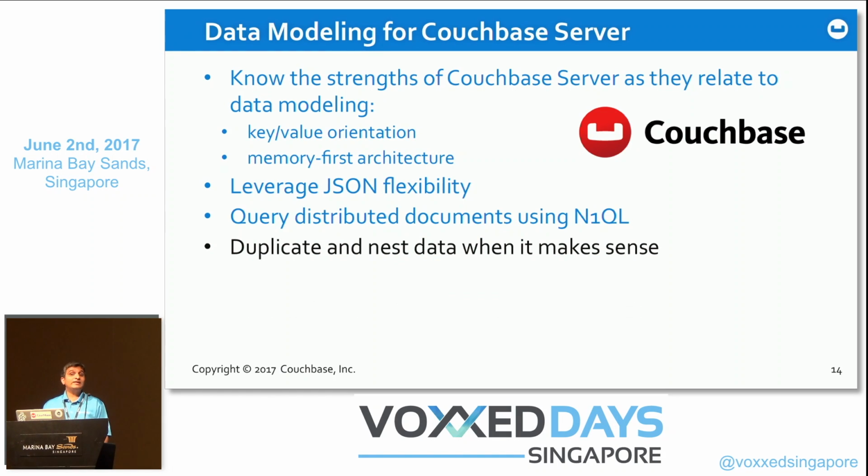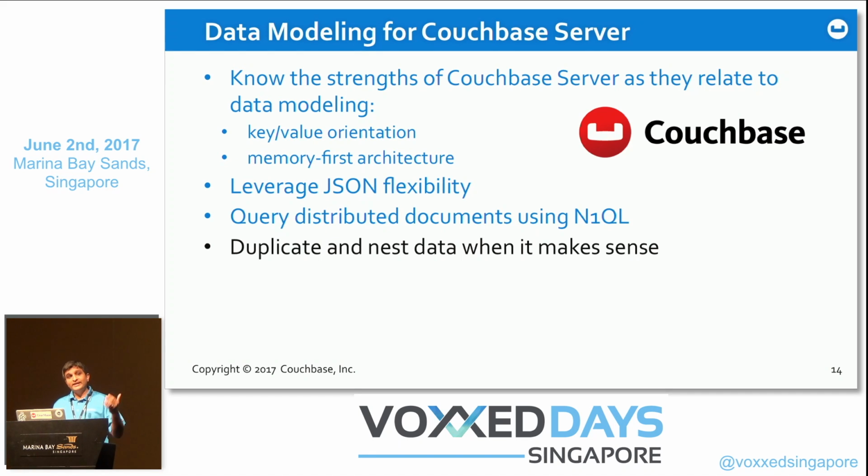Duplicate and nest data when it makes sense. This is definitely something that you probably don't do in your relational databases, right? In your relational databases, what happens? You do a lot of normalization. Normalize and normalize and normalize. Why do you do that? Maybe for data consistency. Consistency could be one more reason. Or you don't want data redundancy. You don't want the repetition of data.